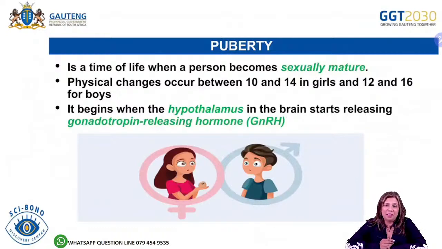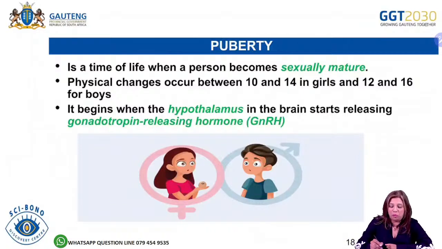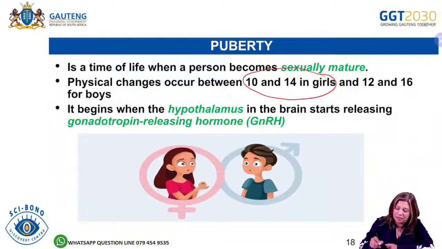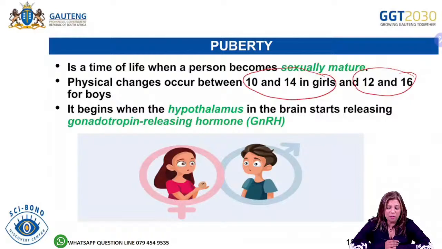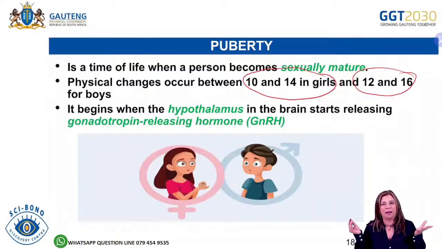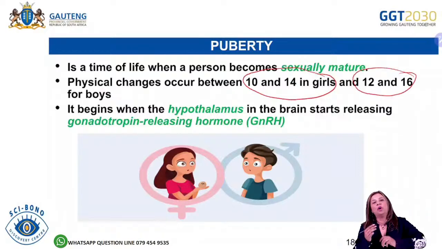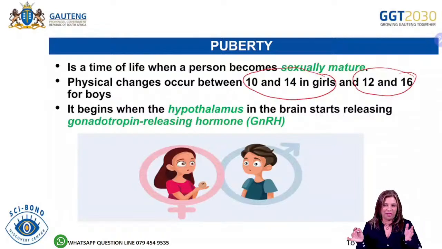There are physical changes that occur between 10 and 14 years in girls and 12 and 16 for boys, but this can vary. When you are looking at puberty and the physical changes that occur in males and in females, you just have to literally look around. If you look at a grade 8 boy and compare him to a grade 12 boy, you can already see the difference in appearance. The same with a grade 8 learner and a grade 12 learner. There are physical differences that you undergo in that high school phase.